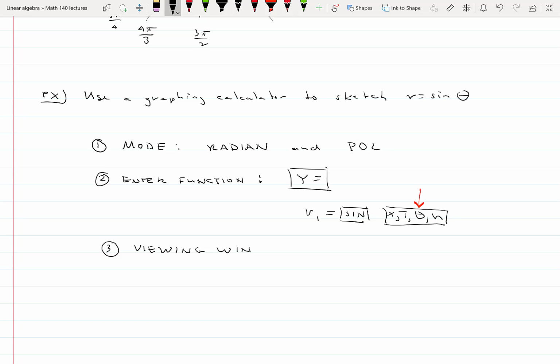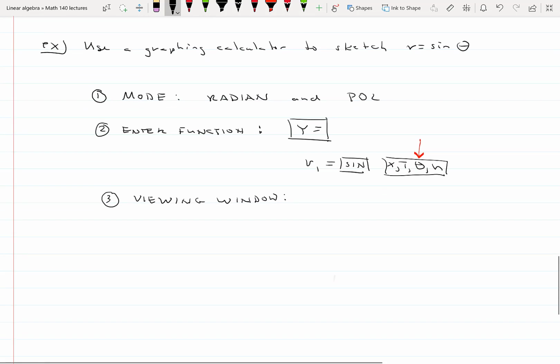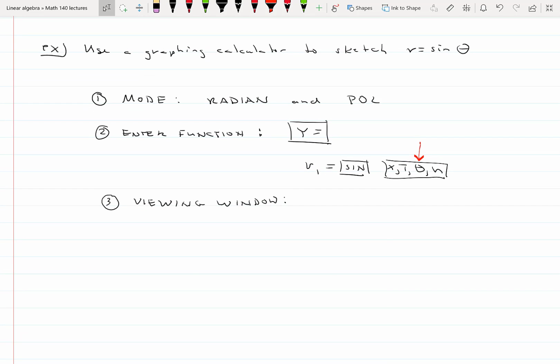Window. And to do that, we push window. Actually, no. Sorry, scratch that. To do that, we want to tell the calculator to do two things. We want to tell the calculator to fit the complete graph of the curve exactly in the screen. So to do that, we push zoom, the middle button on the top row, and fit.